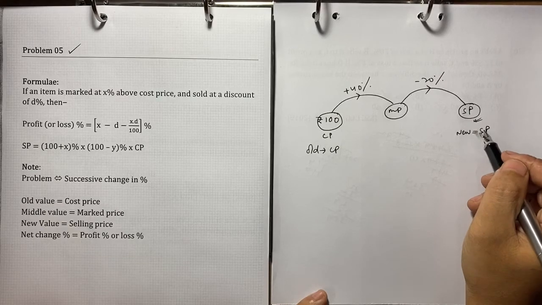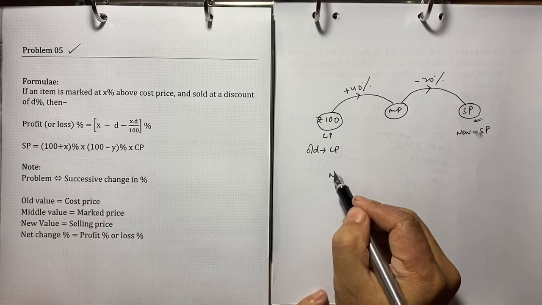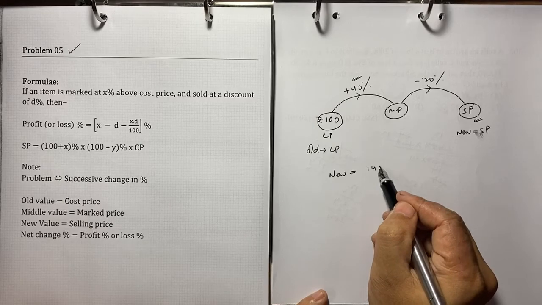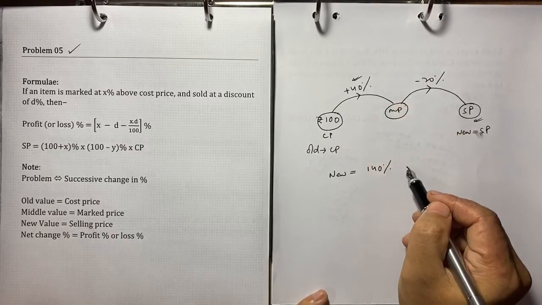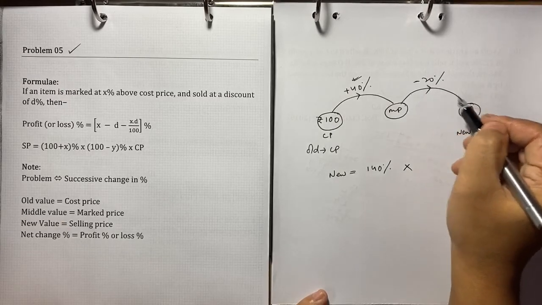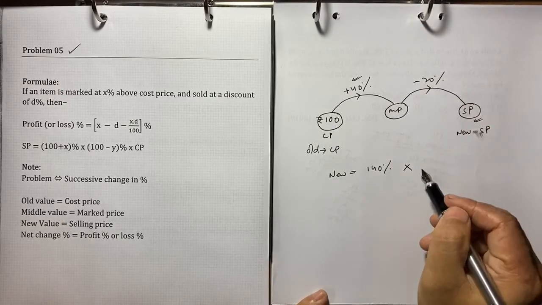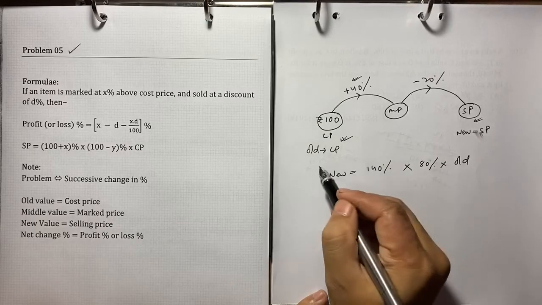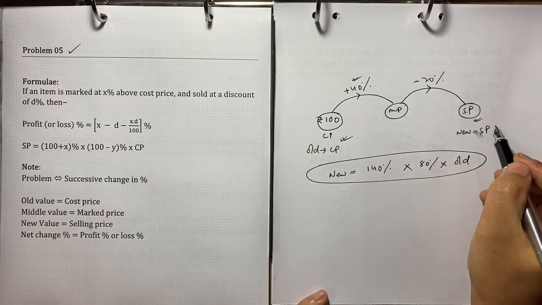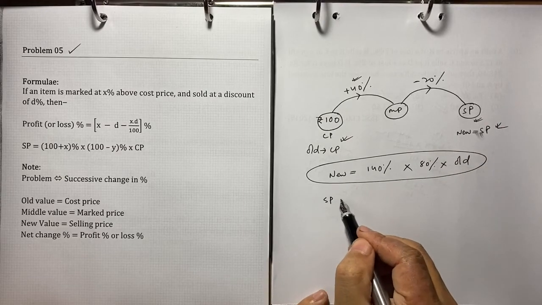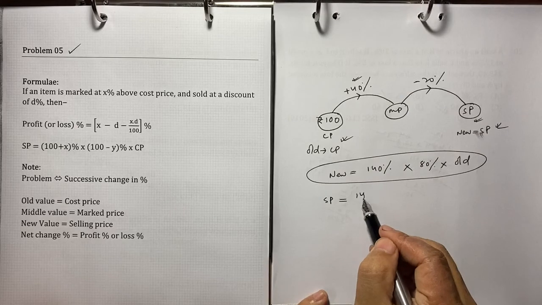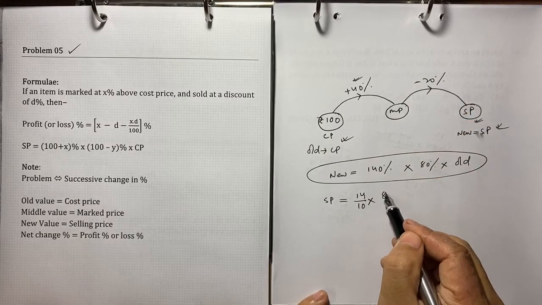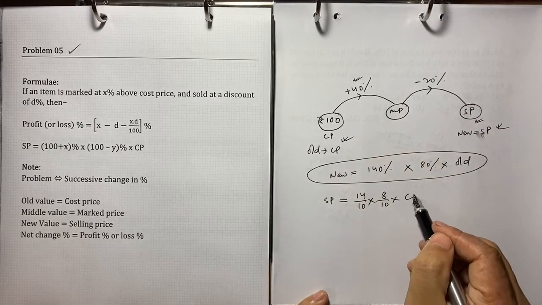If we apply the formula for this particular problem: for the new value, the 40% increase makes it 100 plus 40, which is 140%. The 20% discount, a 20% decrease, makes it 100 minus 20, which is 80%. Multiply by the old value. So SP equals 140% into 80% into the old value, which is the cost price.